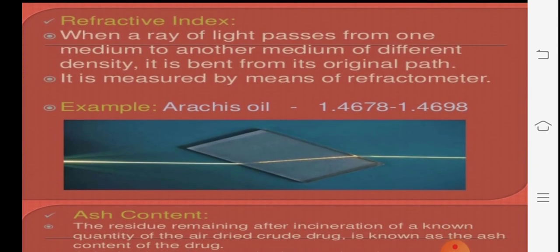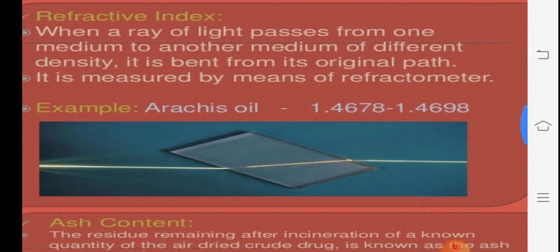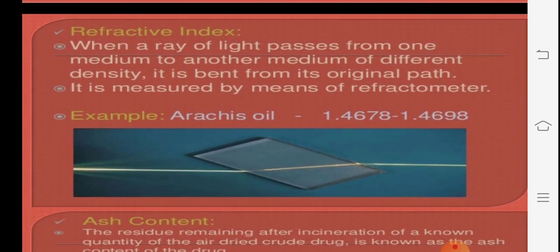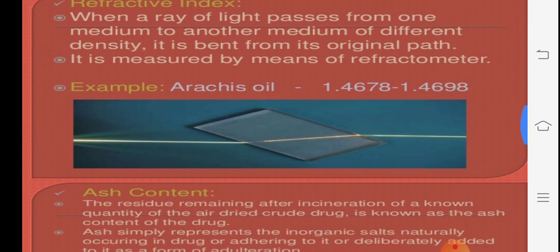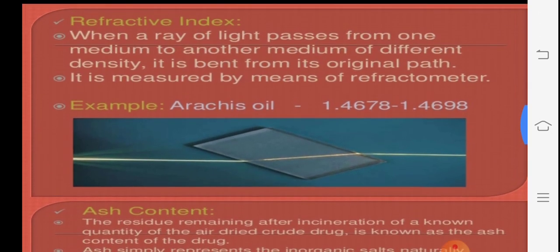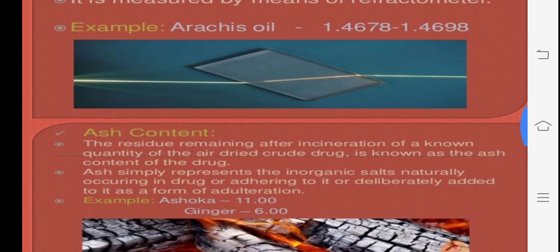Then refractive index. When light passes from one medium to another, it shows a different density and therefore bends from the original path, and it is measured by means of a refractometer. Example, groundnut oil, right? Groundnut oil has a refractive index of 1.4678 to 1.4698. So it is the standard value of this oil. If any other oil is added, then it shows a lower or higher value.